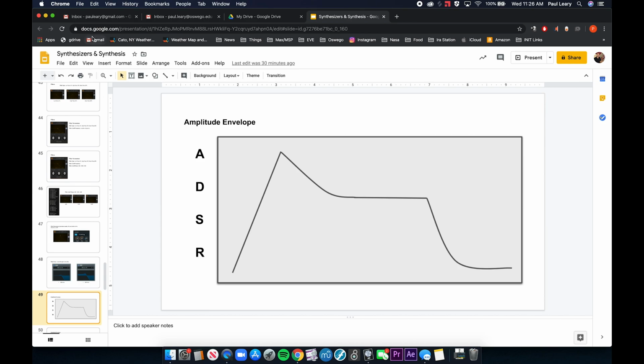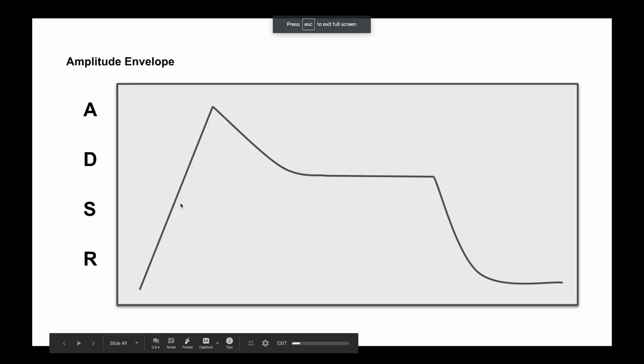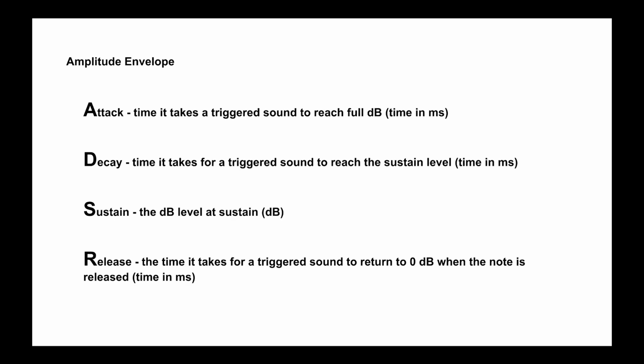And we have this acronym that we use for the amplitude envelope called ADSR. And you see this all the time in synthesizers, the ADSR. It's an acronym that refers to the attack, the decay, the sustain, and the release of a synthesizer. So the attack time is the time that it takes a triggered sound to reach full decibels, which is measured in milliseconds, okay? When I talk about triggered, I mean like hitting a MIDI note, right? The beginning of a MIDI note, that's the attack time. That's when a note is triggered.